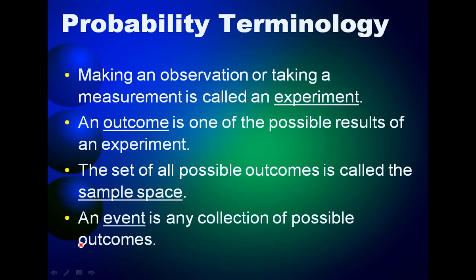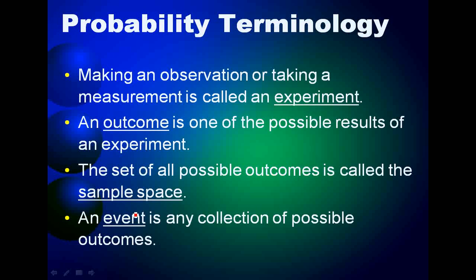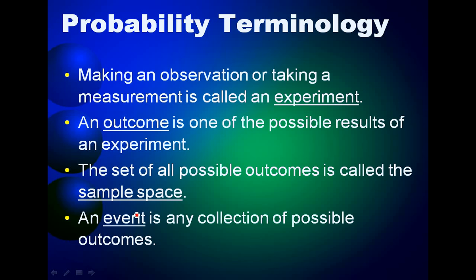So let's say that we're rolling a die. So an outcome could be to roll a 2. Sample space is all of the numbers 1 through 6. And an event would be to roll an even number. So an event would include 2, 4, and 6, rolling an even number.